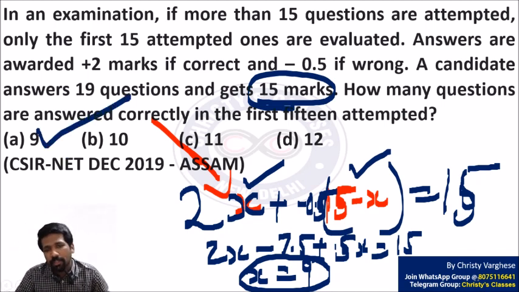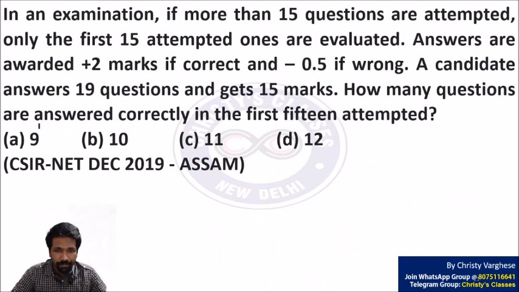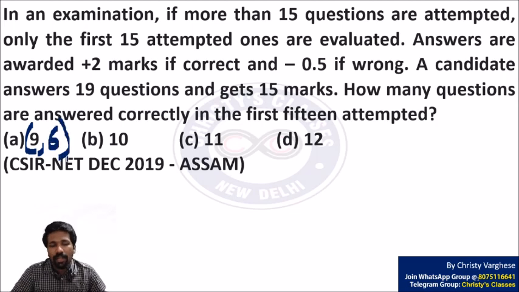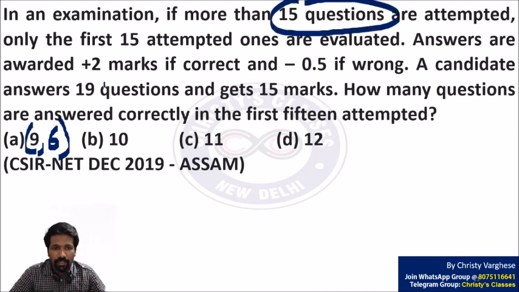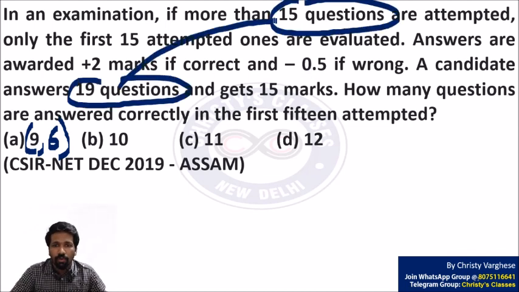But in my opinion, in this question also, elimination is the better method. Once you understand the meaning of the question, elimination itself is easier. For example, if option A is the answer, 9 questions are answered correctly. Remaining 6 questions are answered wrongly. Why am I saying remaining 6? Because a total of 15 questions are answered. Out of 19, I told you, only 15 will be evaluated. So 15 questions are answered.